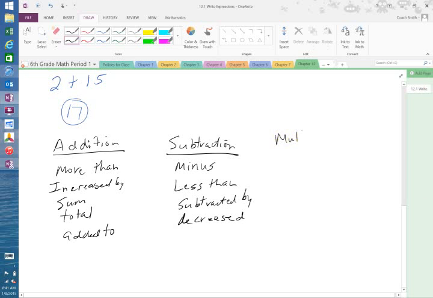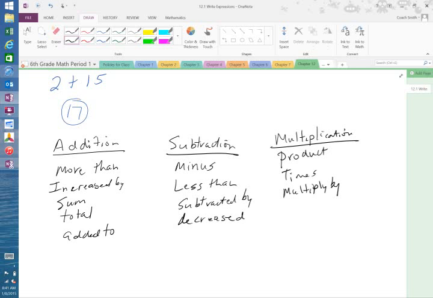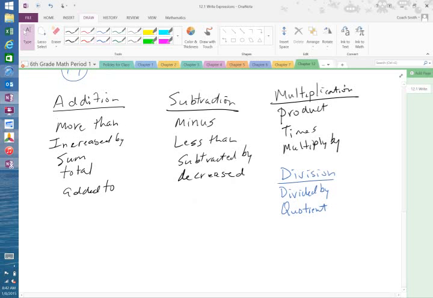For multiplication, to multiply, you have the word product, times, and multiply by. And then for division, you have divided by, quotient. Those are the main ones. We may run across some more in some of these sentences we're going to do, and we'll add them to the list if we do. Those are the ones that are most commonly held to for those specific operations.